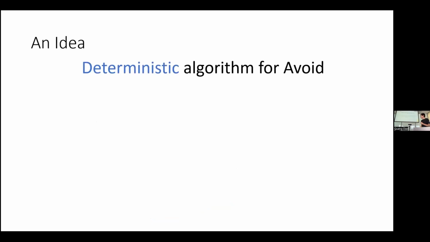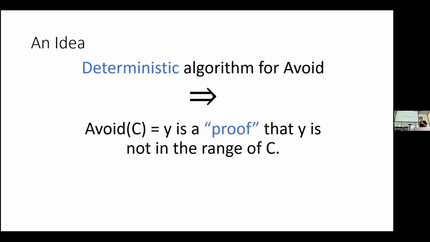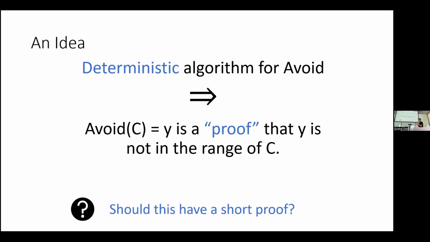So the idea of the proof is that if you have a deterministic algorithm for range avoidance, you not only get an algorithm, but also a proof that the string you found must be outside the range of the circuit. Because it is deterministic and correct, you automatically get a certificate that the string you find is correct. In such a case, if we can use this proof system to construct a better proof system for the range, then you can solve coNP in NP. This is a very brief idea of our proof.